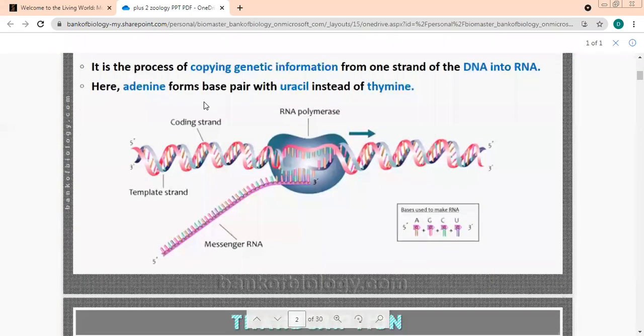The process of copying genetic information from one strand of the DNA into RNA. Whatever genetic information is present in DNA has to be transferred to the RNA. So this is the process in which the genetic information is copied from one strand of DNA into RNA. Remember, it is not DNA into DNA, it is DNA into RNA. Adenine forms a base pair with U.